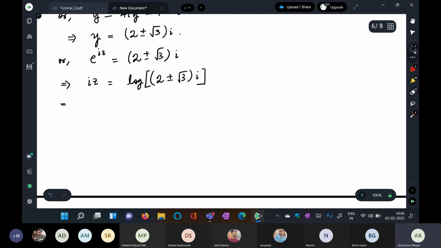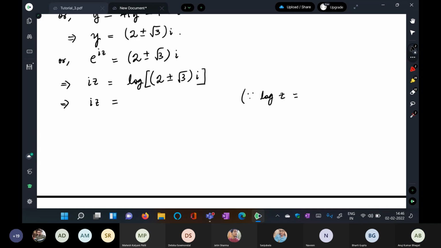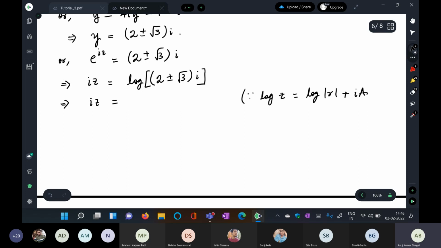What is the log of this part? Can anybody tell me? How do you calculate the log of some complex number z? What is log z? Log mod z plus i times argument of z. Right. Very good.